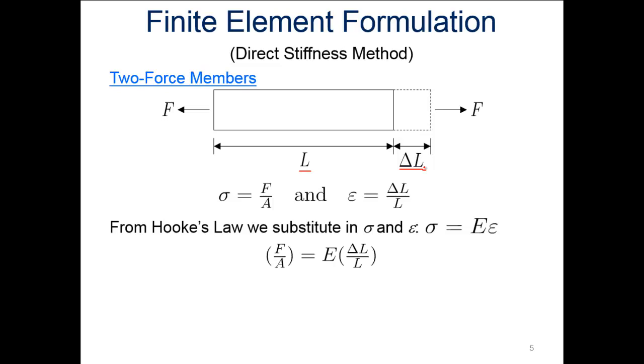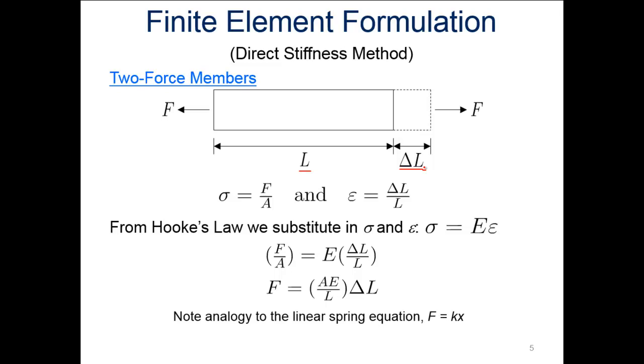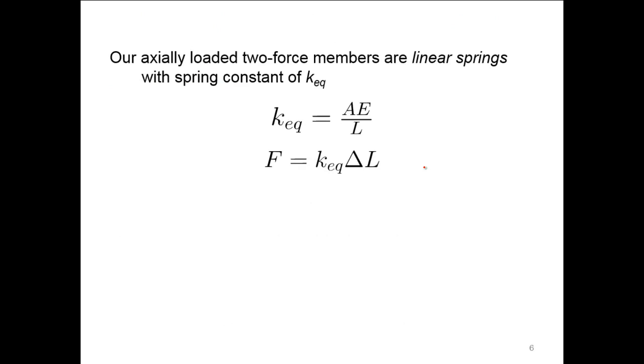And if we substitute in for the stress and the strain, we get this formulation of F over A equals the modulus times the change in length over the initial length. Solving for the force, we get AE over L, and that's, as we looked at in the previous lecture, analogous to our spring, a linear spring. So F is equal to K times delta. All right, so our K equivalent for a two-force axial loaded member is AE over L. And now we could substitute basically just our K in for our AE over L for the stiffness of our member.